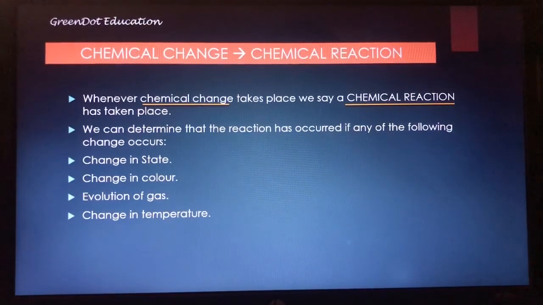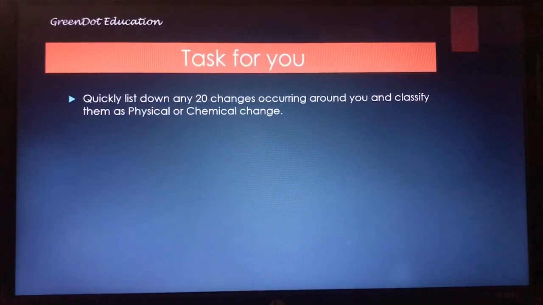All these factors help us to determine whether a chemical change or chemical reaction has occurred or not. So we can thus figure out the physical change as well as the chemical change. A physical change is a reversible process, whereas a chemical reaction is an irreversible process. So why don't you quickly list down 20 changes that are occurring around you and classify them as physical and chemical changes.